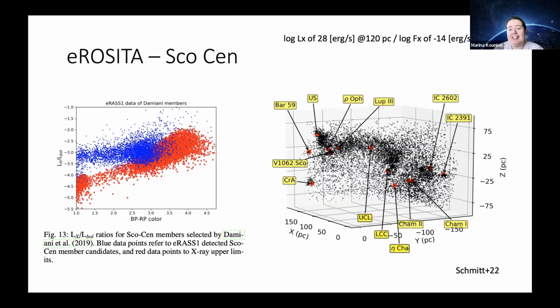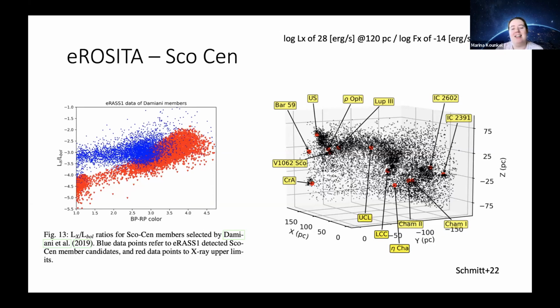Of course, Axis isn't the only survey out there that does X-ray astronomy. There's also Rosita. Rosita has the advantage of being an all-sky survey, but unfortunately it does have an extremely low sensitivity. So at the end of the mission, it will be able to achieve sensitivity of only 10 to the minus 14 erg per centimeter squared per second. So that's about 2 orders of magnitude lower than we had for the COOP survey.